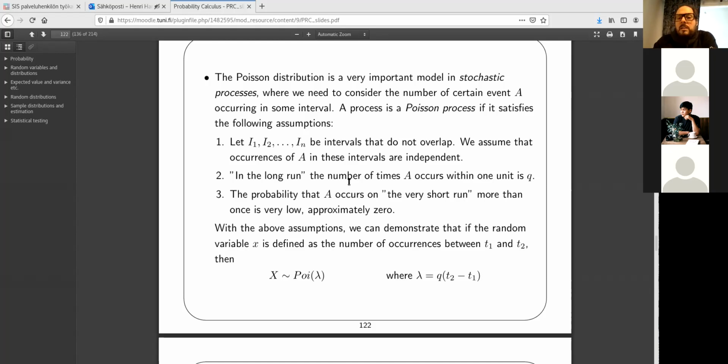With these assumptions, we can demonstrate, and I'm not going to demonstrate it here, that if these 3 assumptions are in place, or they're reasonable, we can model the process as having a Poisson distribution. If we measure between two points T1 and T2, it could also be distance, then lambda equals this Q, the time unit probability, times the time interval's length. And the number of times it's going to occur is Poisson distributed.